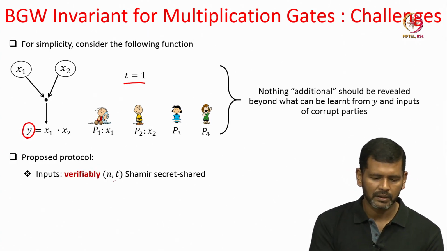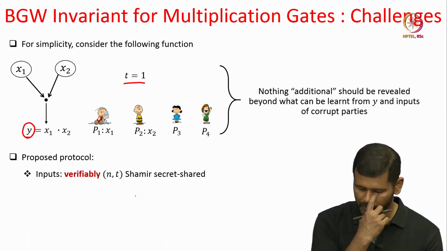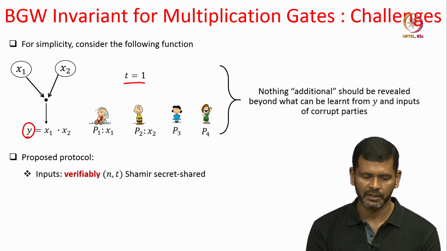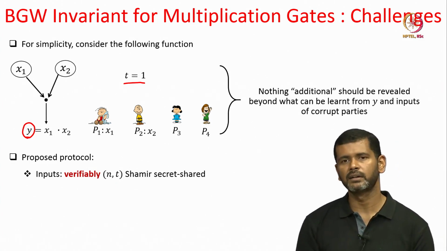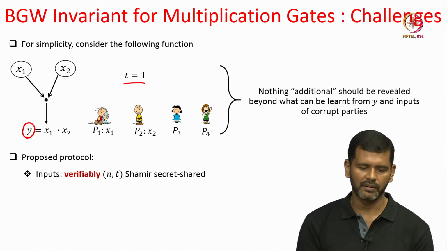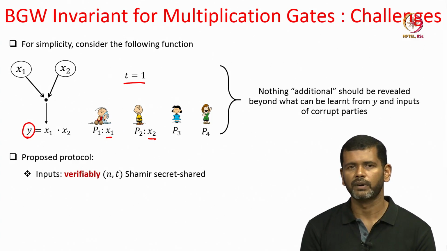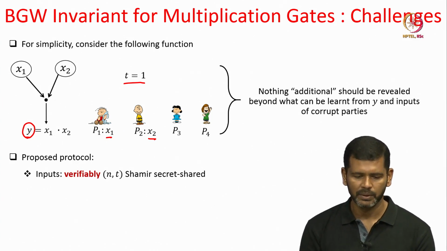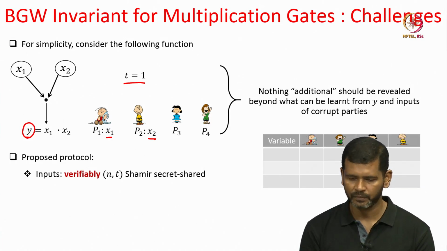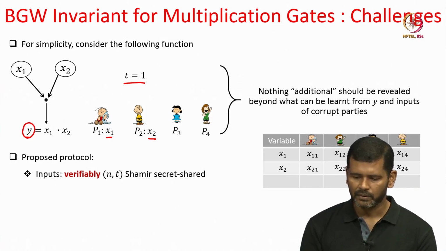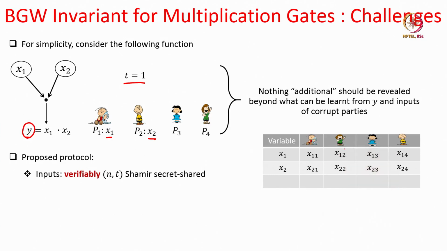Say every party verifiably secret shares its input using the polynomial based verifiable secret sharing scheme. In this case, P1 will act as a dealer and invoke an instance of VSS to secret share its input x1. Similarly, P2 will act as a dealer to verifiably secret share its input x2. P3 and P4 do not have any inputs here. The shares of x1 are denoted by x11, x12, x13, x14, and each of these 4 shares will be available with one of the parties, and so on.